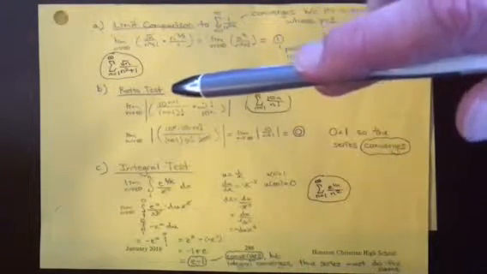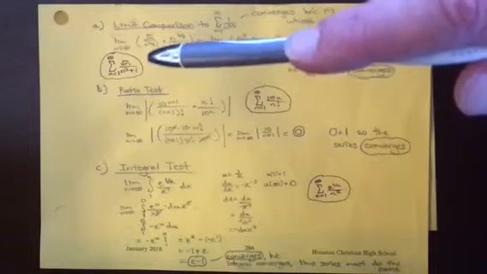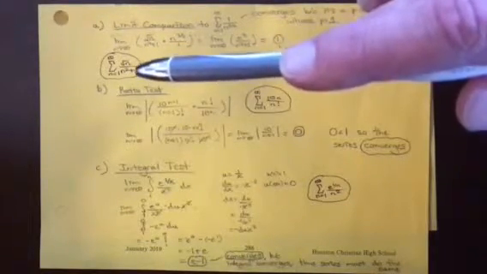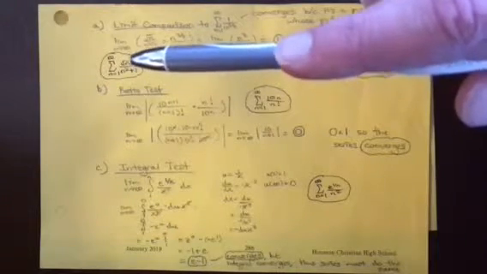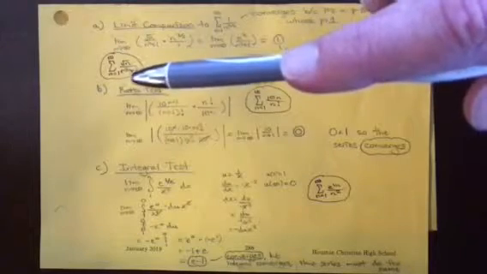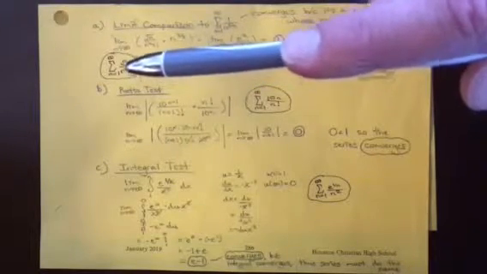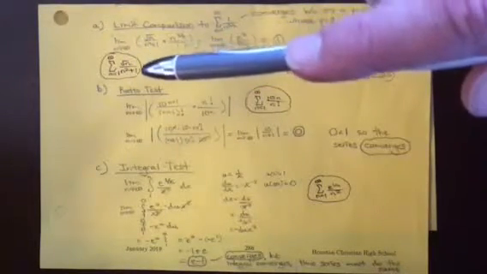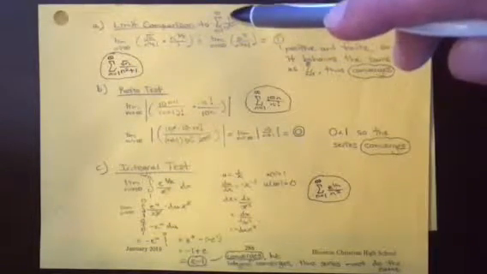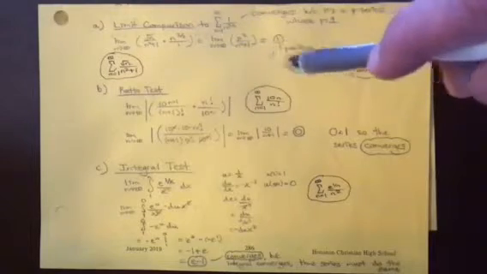Compared to if you just look at this, root n over n squared, and just ignore the 1 for a moment, that is the same as n to the 1/2 over n squared, which is equal to n to the 1/2 minus 2 power, which is n to the negative 3 over 2, which, as you can see here, is 1 over n to the 3 over 2.